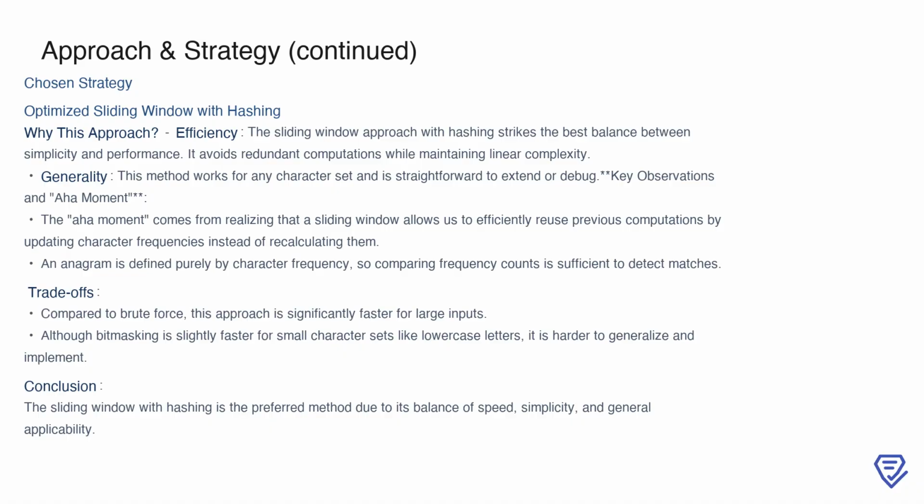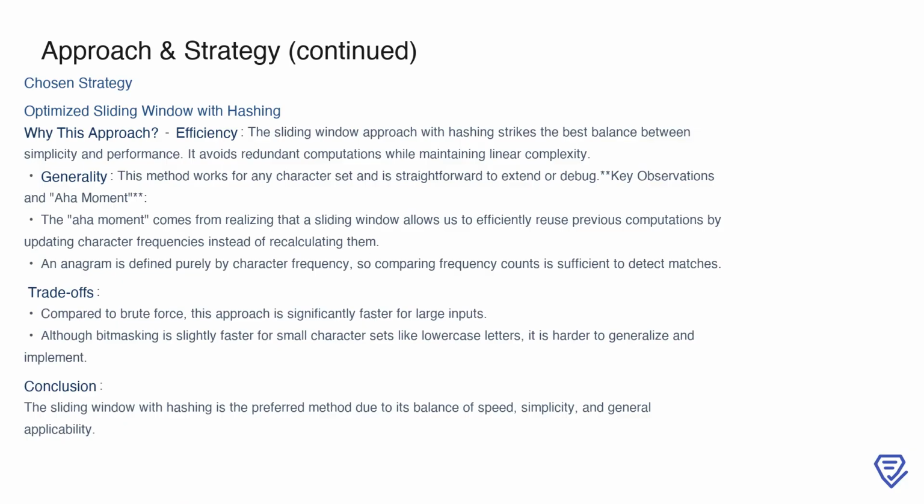The chosen strategy for this problem is the optimized sliding window approach with hashing. This method provides the best balance between efficiency and ease of implementation. It avoids redundant computations by reusing frequency counts as the window slides, achieving linear time complexity. Additionally, it works for any character set, making it a versatile and general solution.